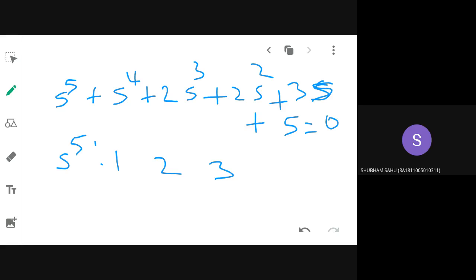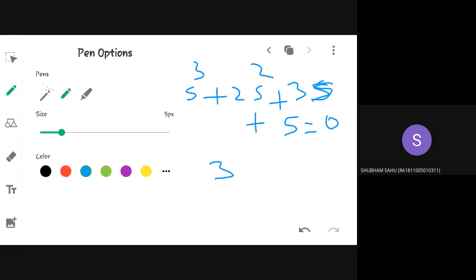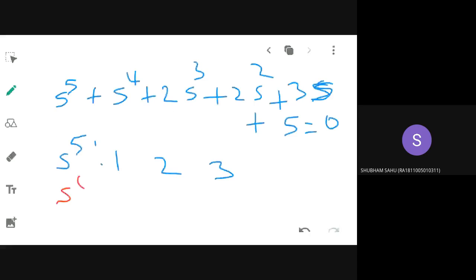Ma'am, Shubham here. Shubham, tell me what's the second row. S to the power 4. What is the coefficient? Ma'am, 1. Then the second element, nothing is there. Coefficient of S squared is 2.